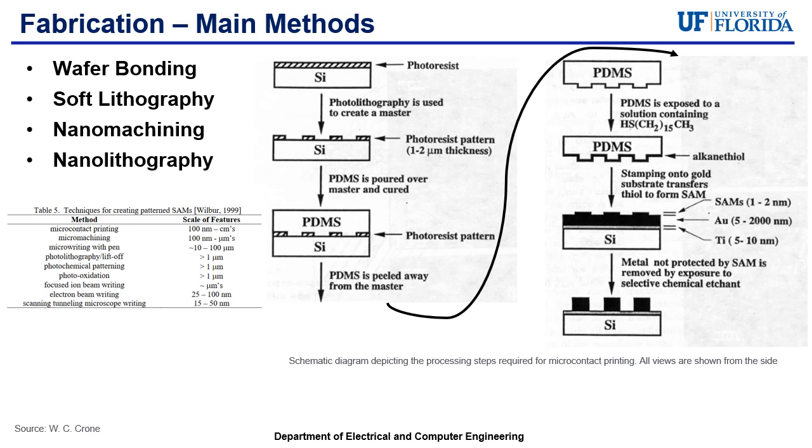Moreover, other main methods of NEMS fabrication are wafer bonding, soft lithography, nanomachining, and nanolithography. The table shows that micro-contact printing and micromachining are the only current techniques for fabrication at the nanoscale for creating patterned SAMs. The figure on the right depicts a schematic diagram of the processing steps required for micro-contact printing, with views all shown from the side profile.